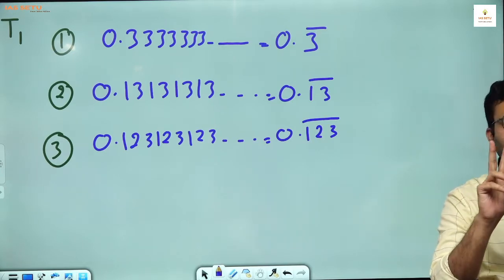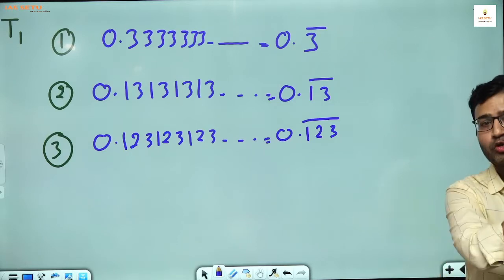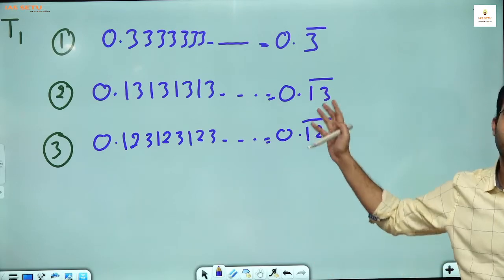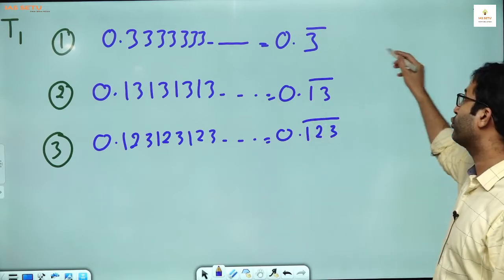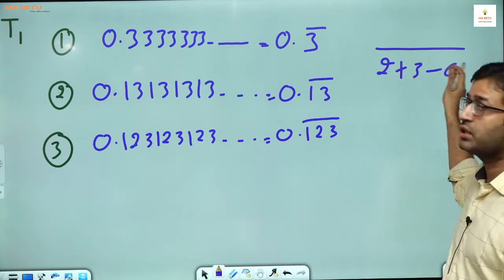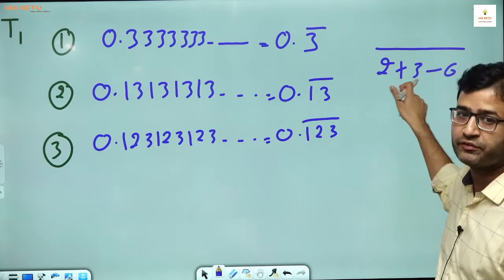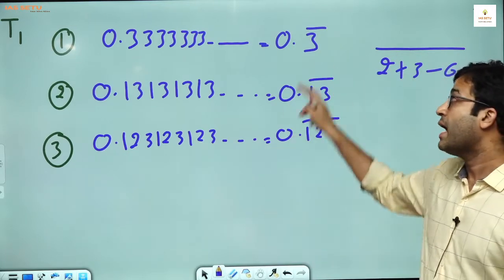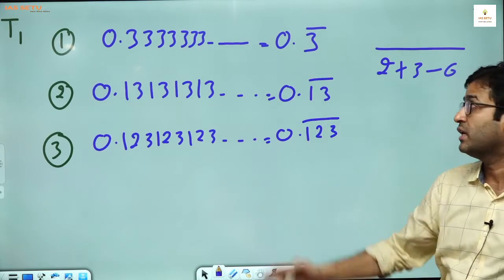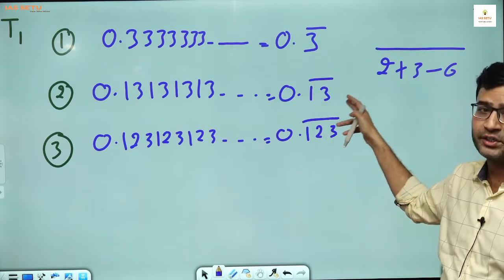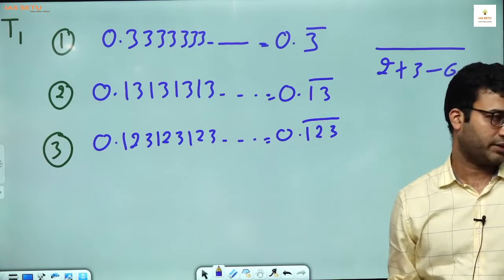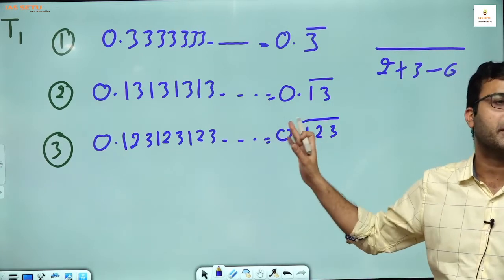We have two different bars. One is the vinculum, also called the bar bracket, and the other bar is for repetition. The purpose of both is different. The vinculum bracket is for calculation, where we have 2 plus 3 minus 6, so we have to remove this bracket and solve this first. That is called a bar bracket. And when there is a bar on a number, on 1 digit, 2 digits, 3 digits, it means there is a repetition of 3, of 13, of 123. So both are bars but the purpose is different. This one is called a bar bracket, and this one is for recurring decimals.